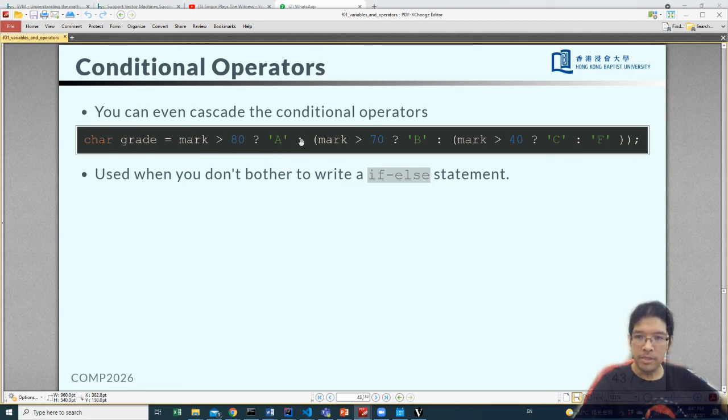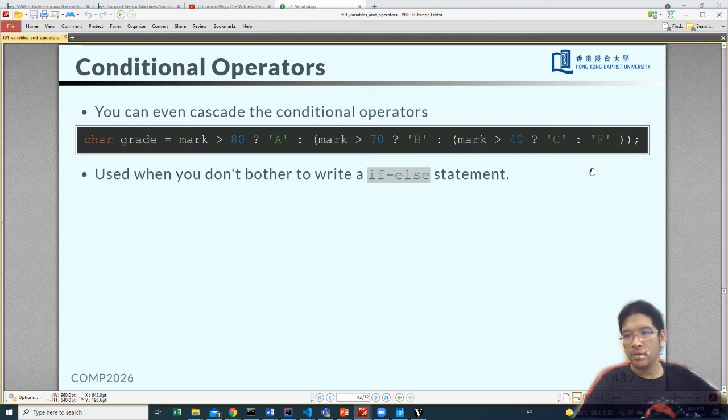Whenever you come to this colon sign, it means the condition is not fulfilled. So the mark is not more than 80 in this case. And if the mark is not more than 80, but is more than 70, the value must be B. Okay? And then if it's not more than 70, we're going to ask whether it's more than 40, which is 40 to 69, then we will get a C. Otherwise, we'll get an F.